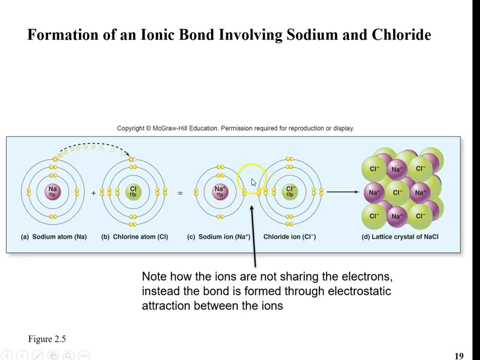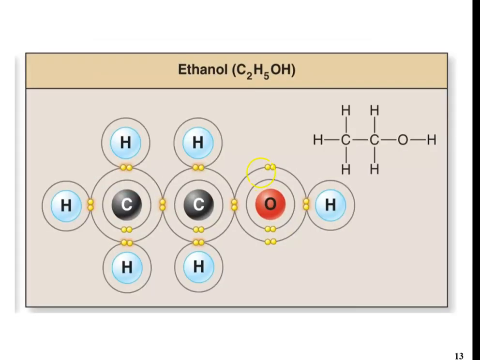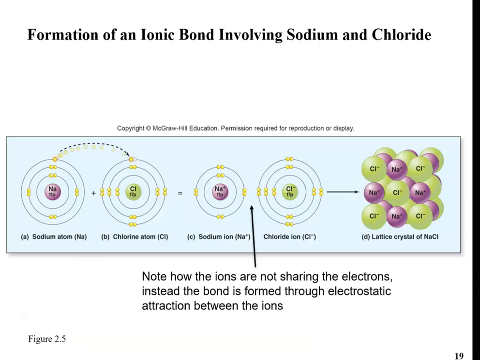You notice these are still separate. They're bonded by electrostatic forces because sodium is now positive and chloride is now negative. See how the ions are not sharing the electrons. Instead, the bond is formed through electrostatic action between the ions. Whereas if you go back to the covalent bonding, you'll see the electrons are shared. See how the valence shells come together, and those electrons are shared. That doesn't happen in an ionic compound.